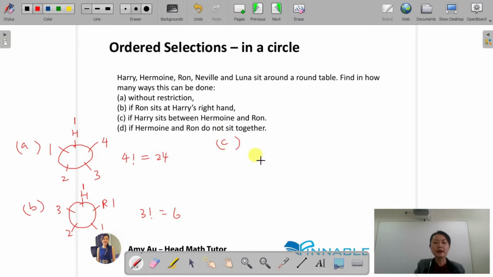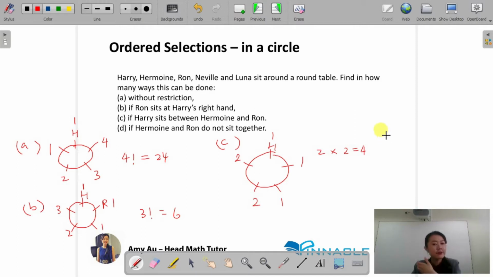Alright, C. If Harry sits between Hermione and Ron. Okay, so 1, 2, 3, 4, 5. Again, let's put Harry down first. One way to put Harry down. Then either side of him can be occupied by Hermione or Ron, in no particular order. So there are 2 ways to fill out that spot. It could have been either Hermione or Ron. And let's say if Hermione sits down here, then there's only one way to fill the other spot next to Harry. After that, no further restrictions. So 2, 1. So that's 2 times 2, basically 4.